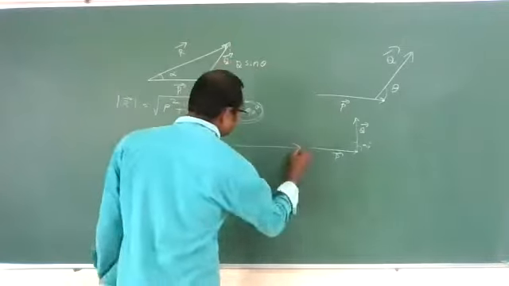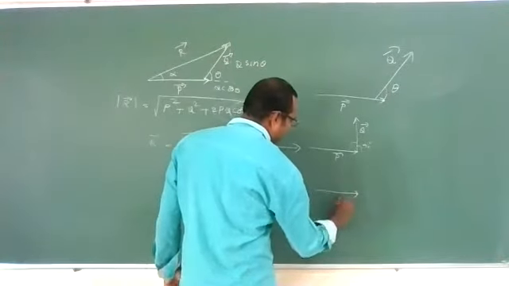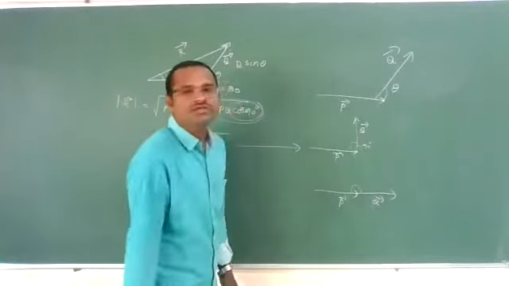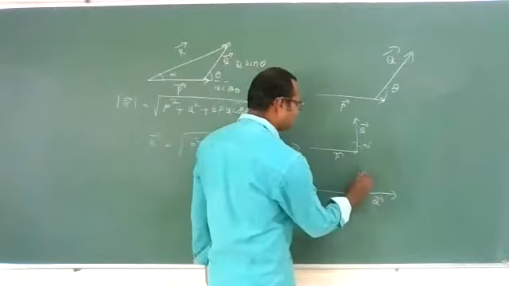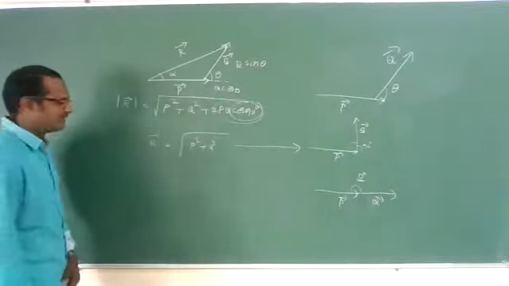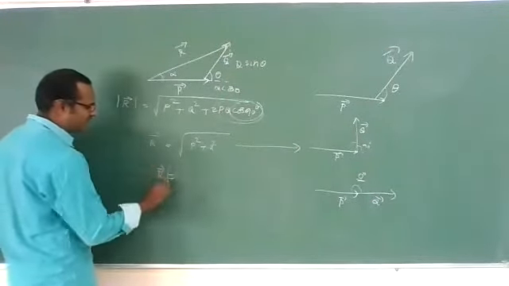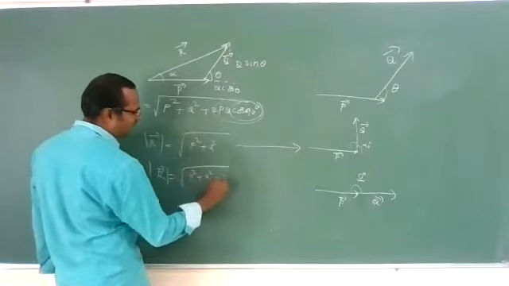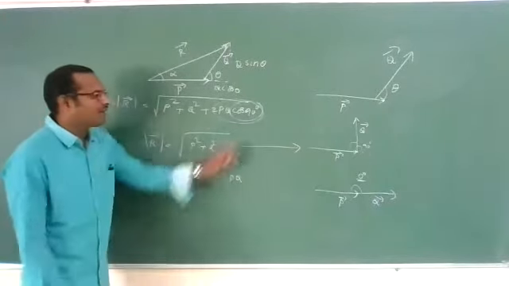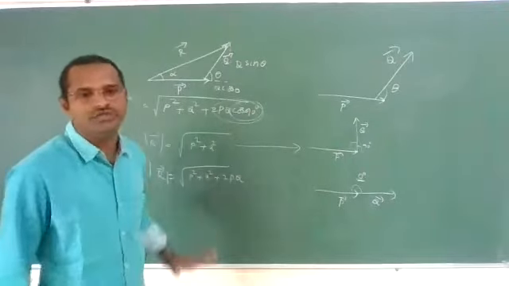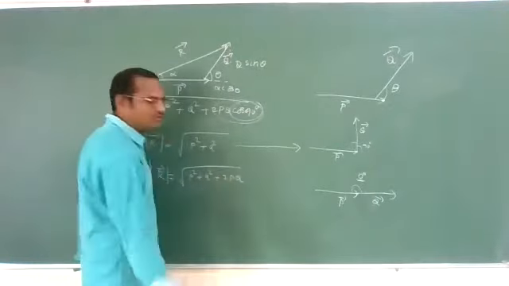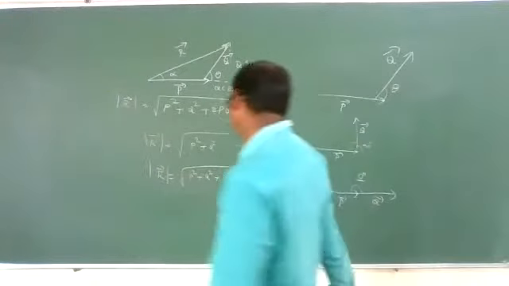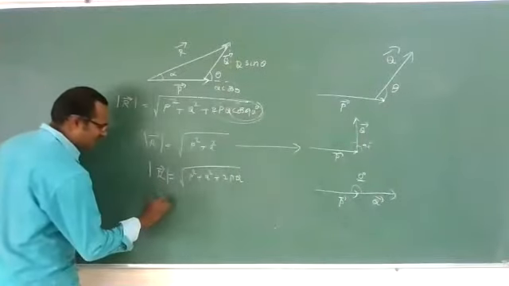Now if two vectors are like this, this is p bar and this is also q bar. What is the angle between these? 0 degrees. Then your resultant value will become root of p square plus q square plus 2pq. Cos 0 is 1, 1 into 2pq is 2pq. That means simply we can add them, and we will get this vector as r.